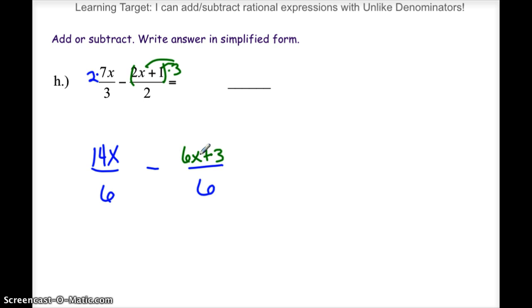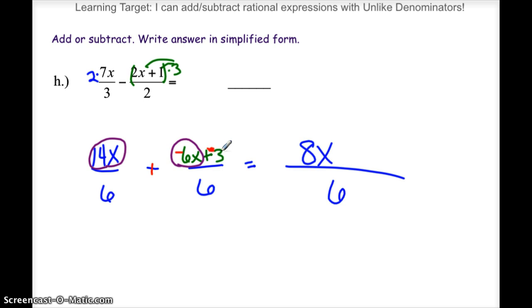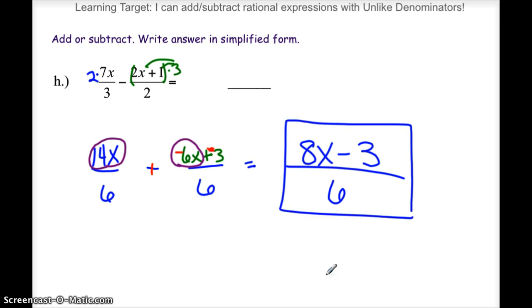But because it's subtracting and we've got these two parts, here's my suggestion. Turn it to a plus and change those two guys' signs. Okay? So then that way, when I go across the top, I can add like terms. So I can do 14x plus a negative 6x. And that would turn into what? 8x. And then I have a negative 3. I cannot factor the top anymore, so I'm done.